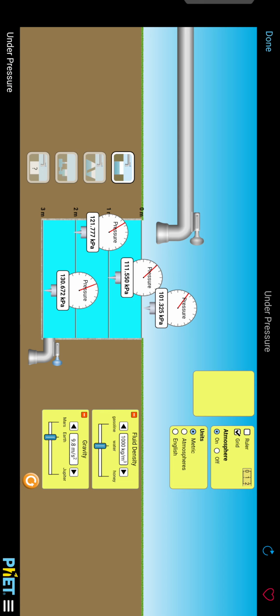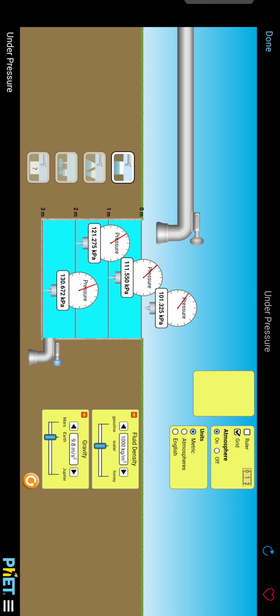Now we can conclude that depth has a part in the fluid pressure, which means that the depth is directly proportional to the fluid pressure. This means that the fluid pressure increases as the depth increases.